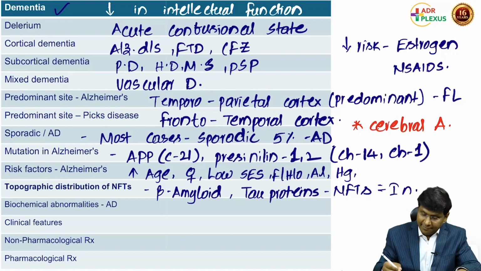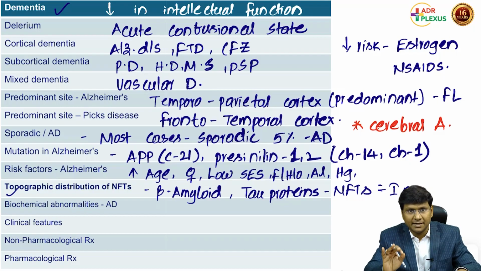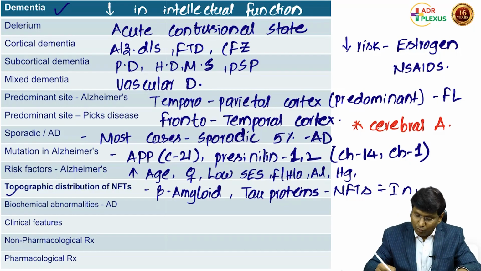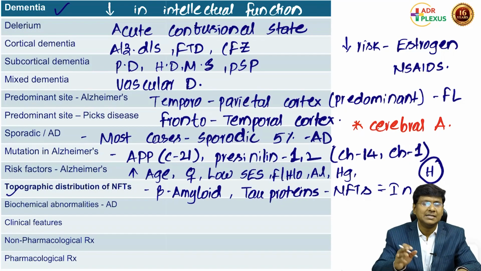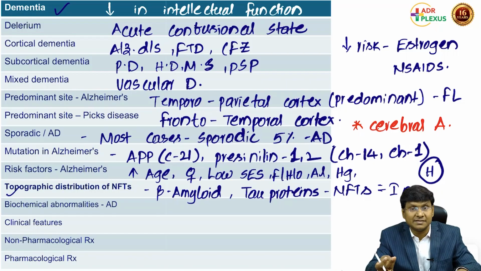And which part of the brain gets affected commonly in the topographic distribution? That is the hippocampus. The entorhinal cortex, that is hippocampus, is most vulnerable. The other areas are the limbic system, temporal cortical areas and association areas of the neocortex, but the most common will be the hippocampus.